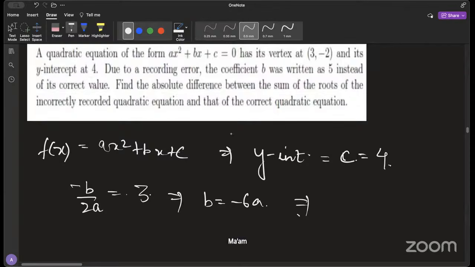Ma'am, actually, we can make it in the vertex form: y plus 2 is equal to k times x minus 3 whole squared. You can do that too. And from there we can find the y-intercept. y plus 2 equals k times x minus 3 squared.